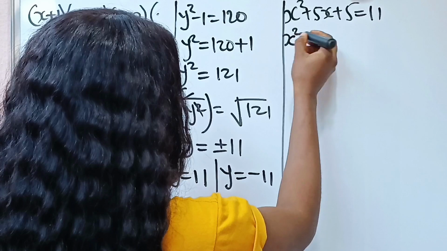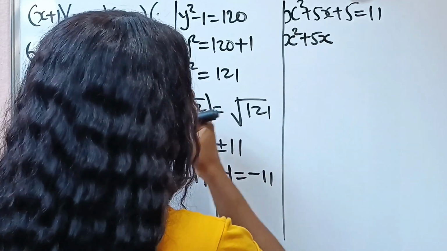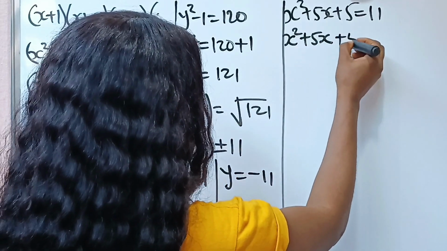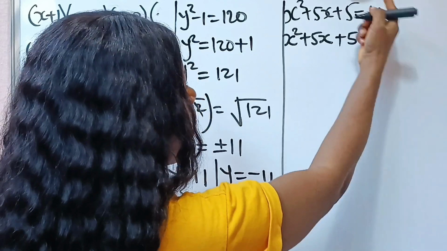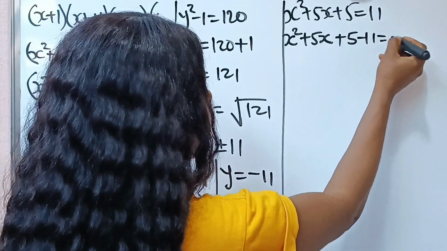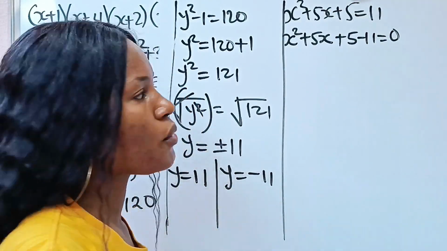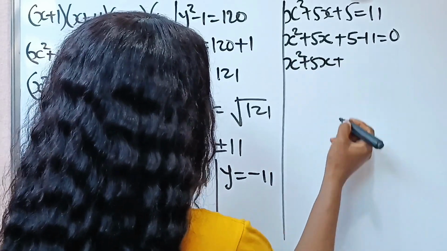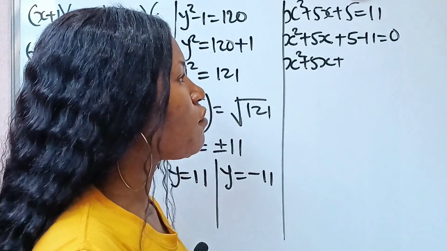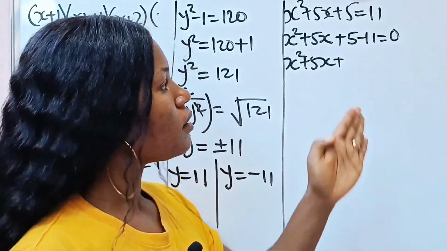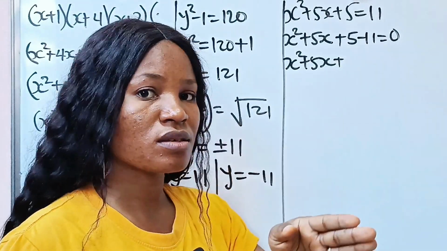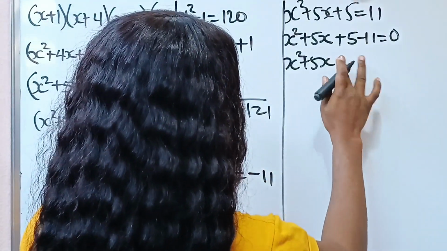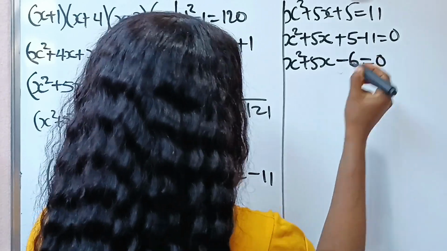So we can write that x squared plus 5x plus 5, this plus 11 will cross to become minus 11 is equal to 0. So we have x squared plus 5x plus, now 5 minus 11 will give us minus 6. Okay, so we have minus 6 is equal to 0.